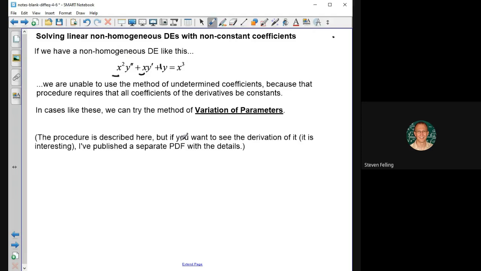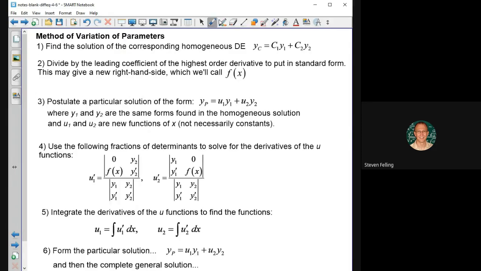Now, this procedure is going to seem very convoluted and arbitrary, but if you're interested in the derivation, I do have a separate PDF for section 4.6 that explains and shows the derivation of the method. We're just going to focus on how to use the method. All right, so the method works like this.